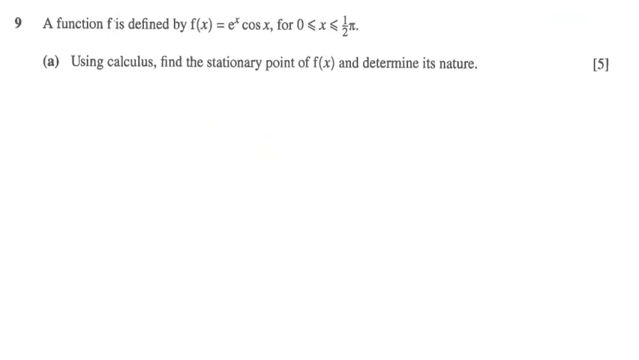Cambridge Assessment International Education 2021 A Level H2 Paper 1. Problem number 9. A function f is defined by f of x equals e to the x cos x for x greater than or equal to 0, less than or equal to pi over 2. Using calculus, find the stationary point of f of x and determine its nature.